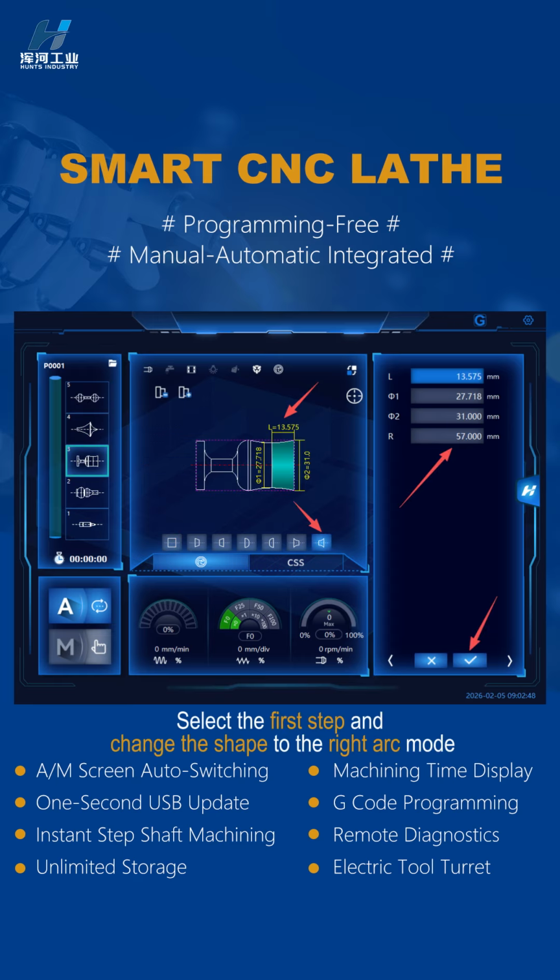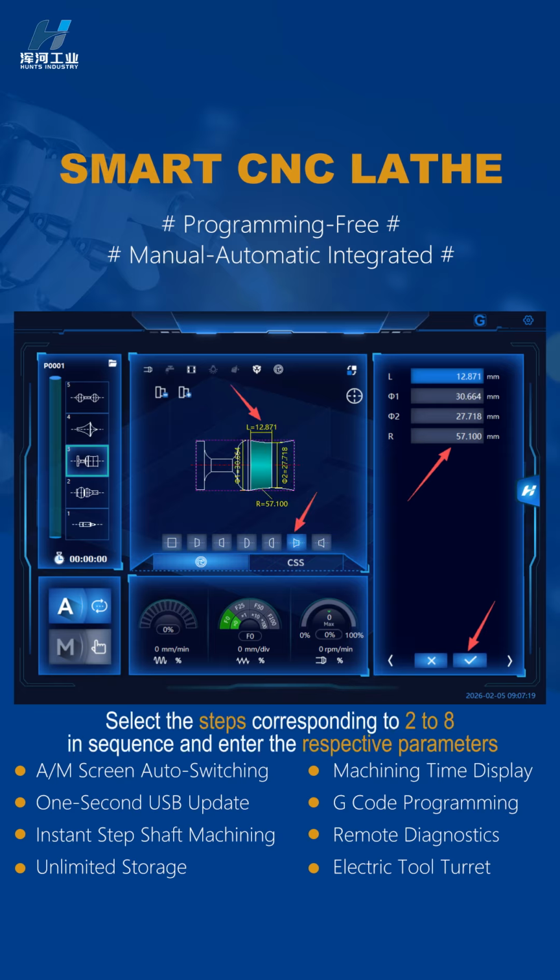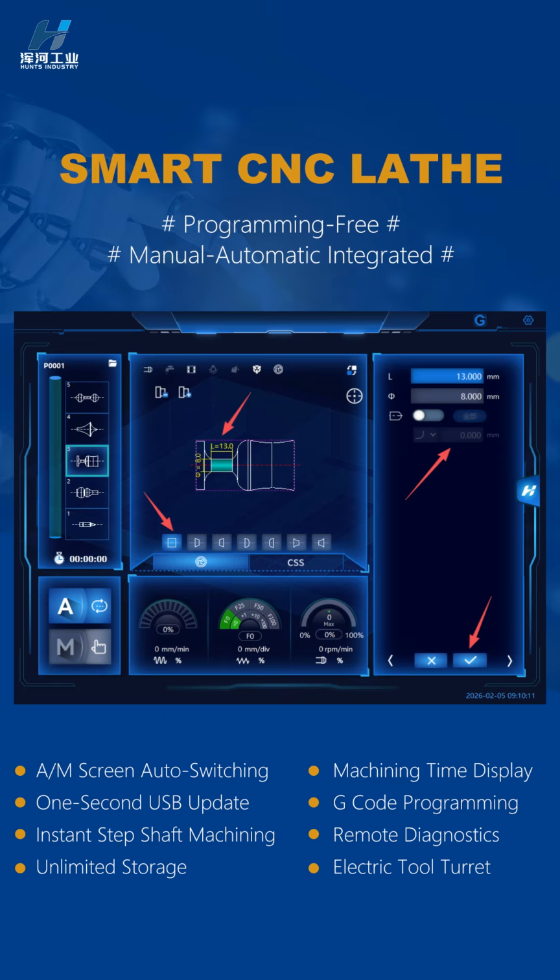Select the first step and change the shape to the right arc mode. Enter the corresponding parameters. Select the steps corresponding to 2 to 8 in sequence and enter the respective parameters.